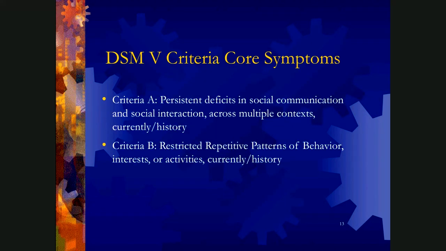So as everybody knows, the DSM-5 combined the criteria for autism into two criteria. Criteria A is persistent deficits in social communication and social interaction across multiple contexts, currently or by history. And criteria B is restricted, repetitive patterns of behavior, interests, or activities, again, currently or by history.